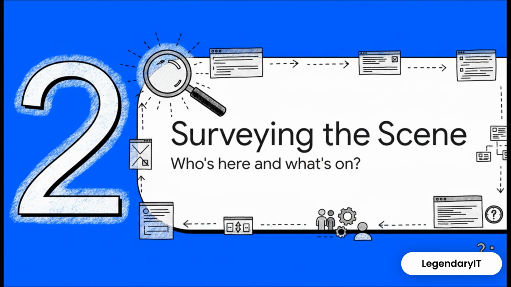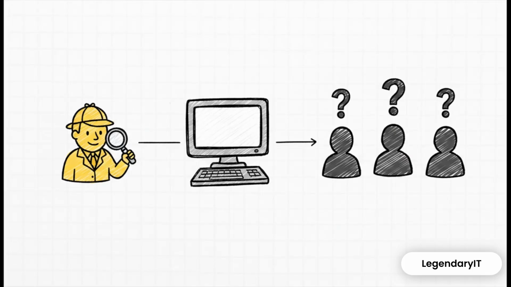So, now that we've got our bearings, it's time to survey the scene. You know, a detective never works in a vacuum. We've got to know who else is around and what they might be up to. This is where the investigation really gets active. So, are we alone in here, or are there other people logged in, other potential witnesses, or even suspects who are active on this machine right now? Knowing who's online with you is absolutely critical for situational awareness.